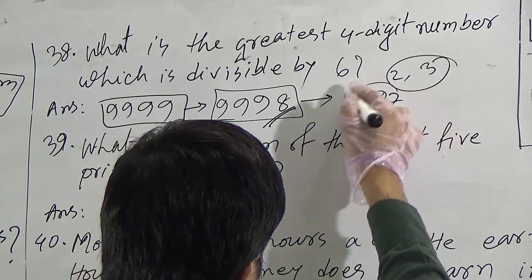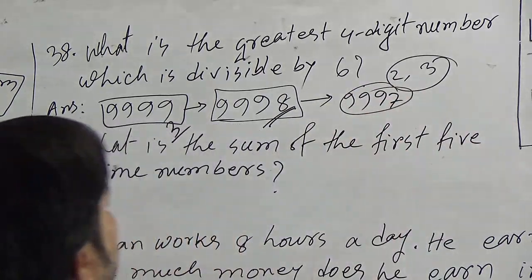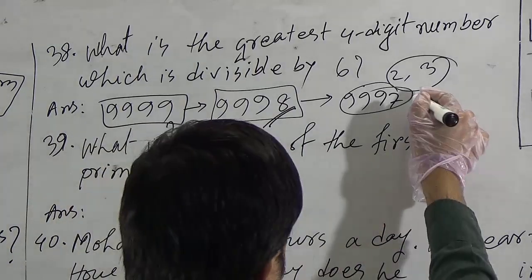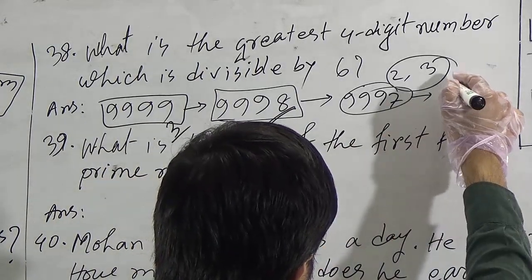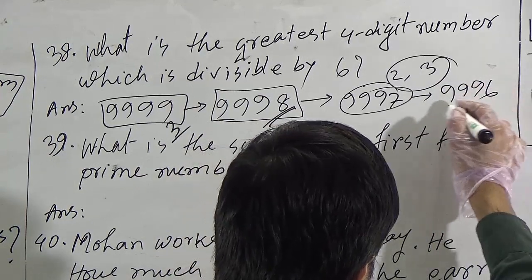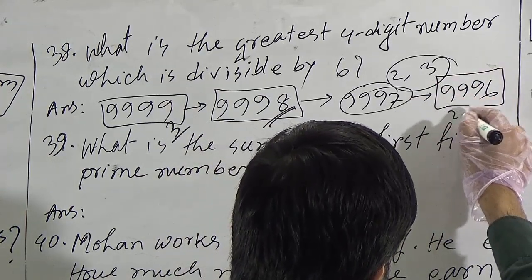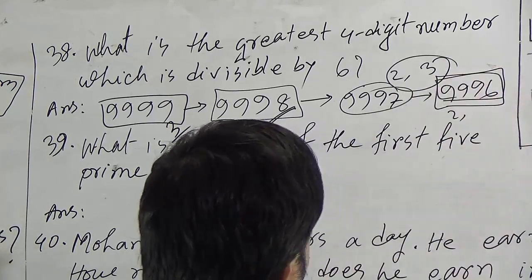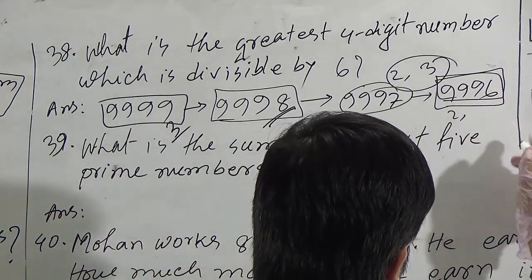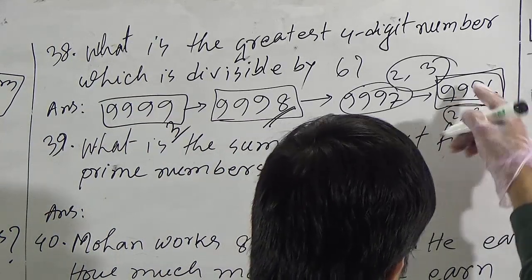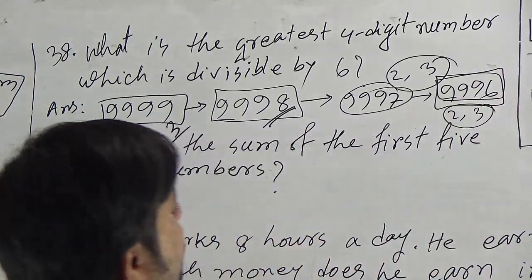9997. Now this number is neither divisible by 2 nor divisible by 3. The previous number of this one is 9996. This number is even, so this is divisible by 2, and the sum of the digits of the number is 33, which is divisible by 3, so the number is divisible by 3. It means that this number is divisible by both 2 and 3.